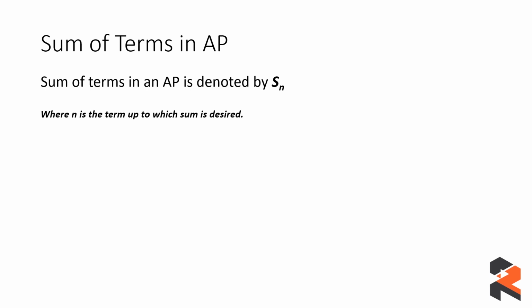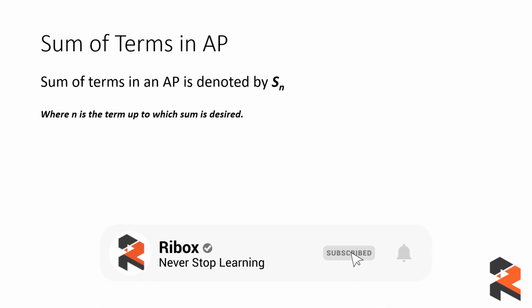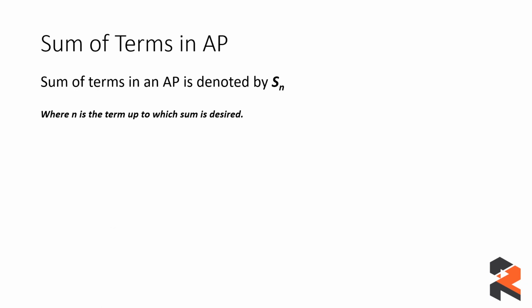So the sum of terms in an AP is denoted by S of n, where n is the subscript and n is nothing but the term up to which the sum is desired. So it can be up to the 50th term or up to the 100th term, depending on the question. Now let's look at some terminologies.